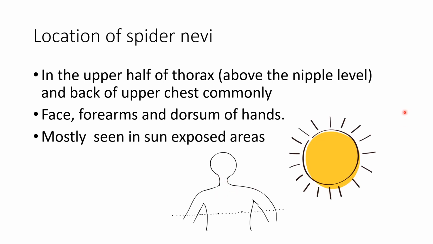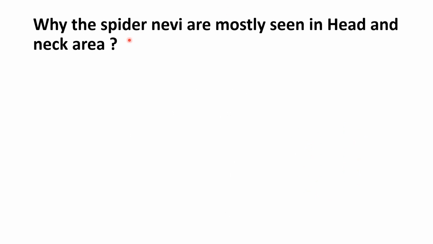It is most commonly seen in sun exposed areas. So as you can see here, the face, neck, the upper part of the chest, the forearm, all these are sun exposed areas. In these areas we can see spider nevi. Why are spider nevi most commonly seen in the head and neck area?